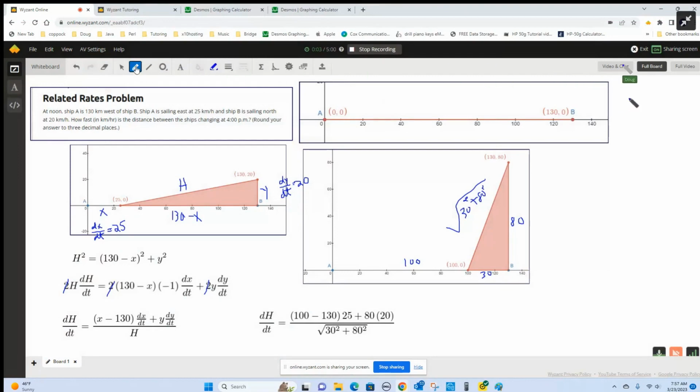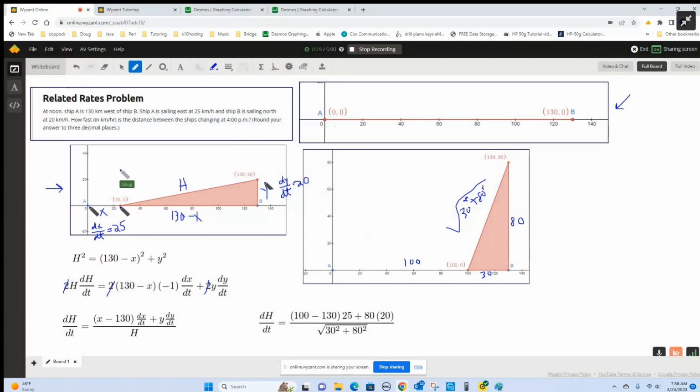Okay, here's a diagram that represents the starting position. Ship B is 130 kilometers east of Ship A. And here's a diagram that shows the situation after a bit of time, 1 hour. We'll let this distance be X and this distance be Y.